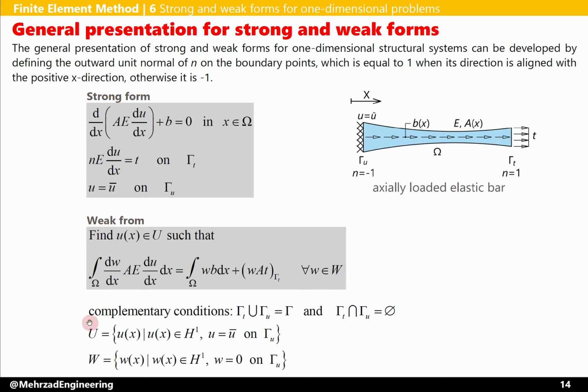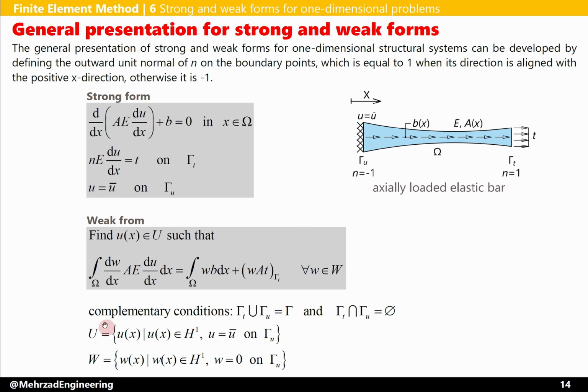Also, we define complementary conditions, which is the union of gamma t and gamma u is equal to gamma, and the intersection of gamma t and gamma u is empty. It means that we don't have any boundary point where neither the displacement nor traction is known. Also, we don't have any boundary point where both of them are known.